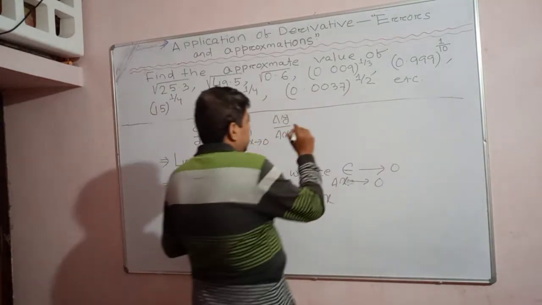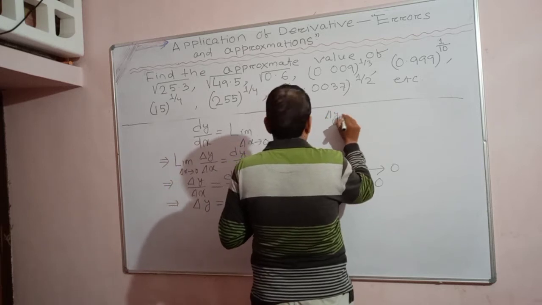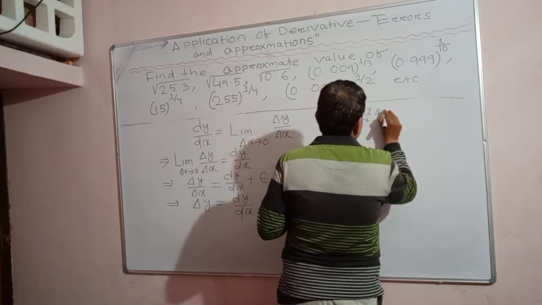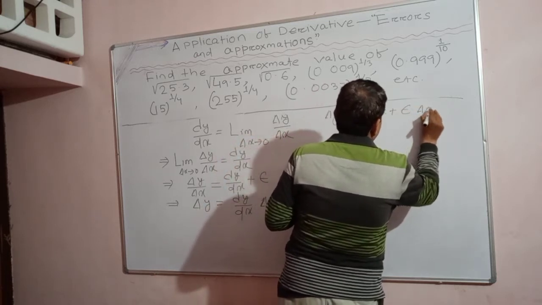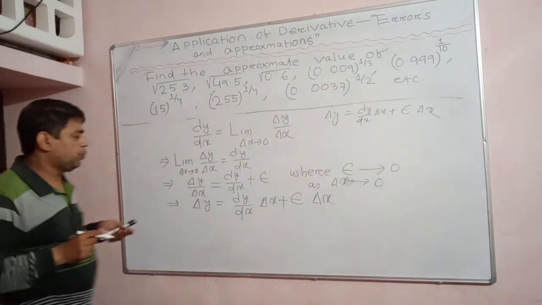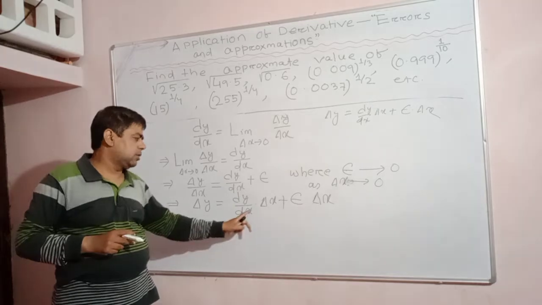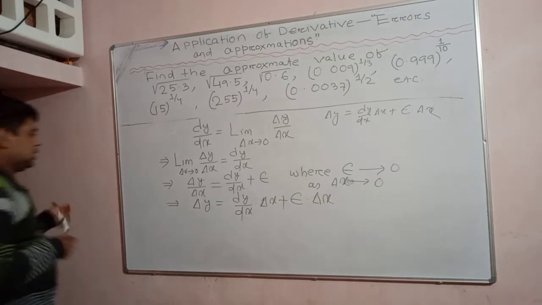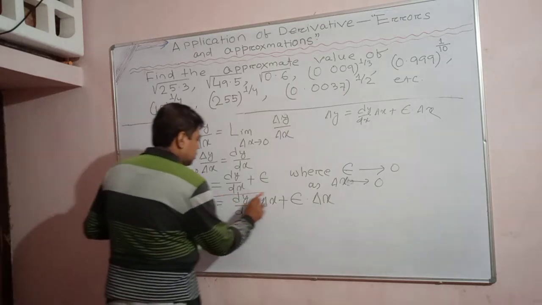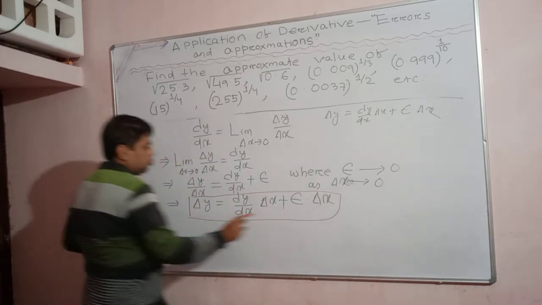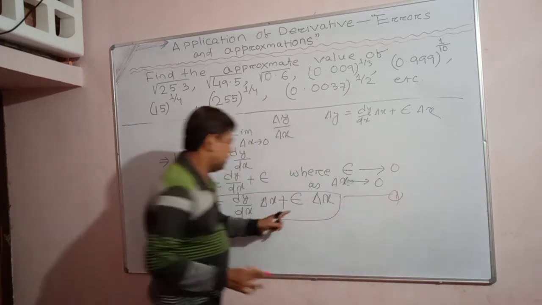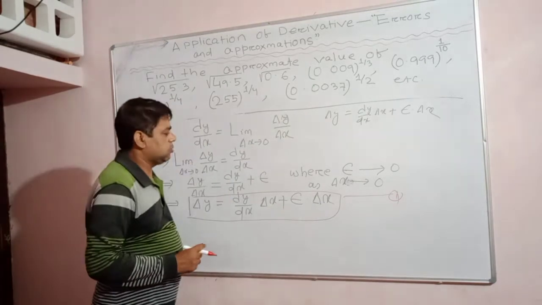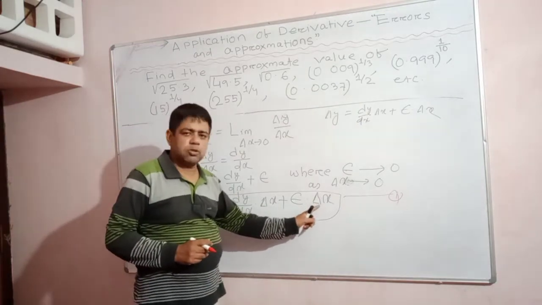So we got del y is equal to dy by dx into del x plus epsilon into del x. Here you see this consists of two parts. Del y is equal to dy by dx into del x plus epsilon into del x. So this expression consists of two parts. Understand? In the second part there is epsilon into del x, where epsilon is very small and del x is also very small.